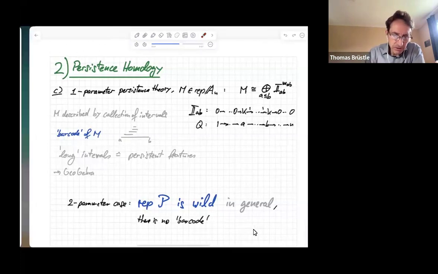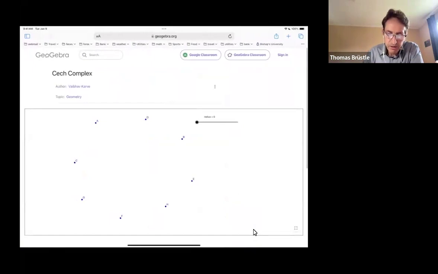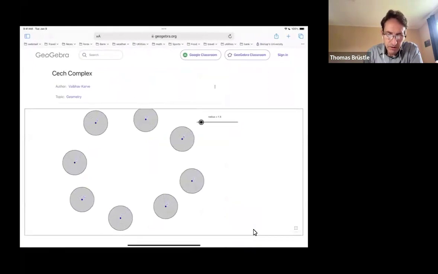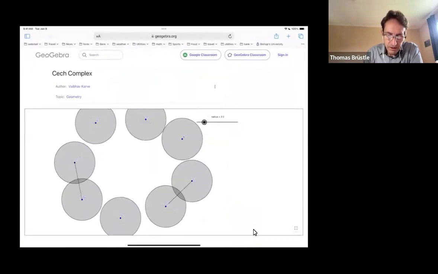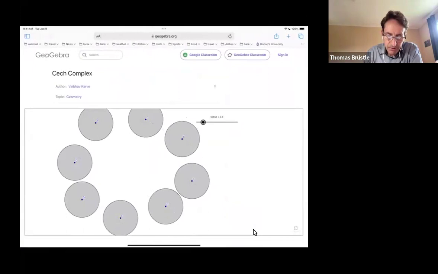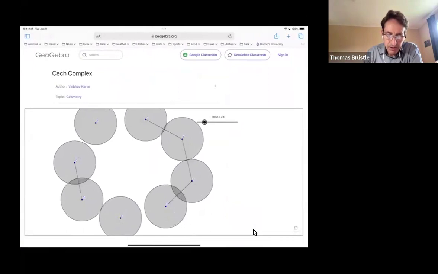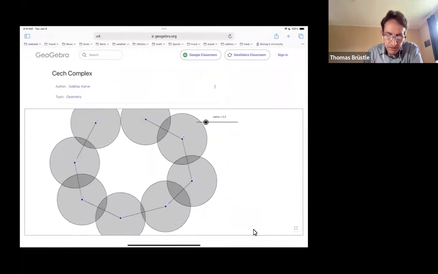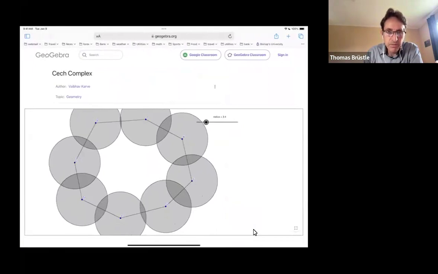So if we go back to this GeoGebra example, let's do this again. So we start with a discrete data set and we increase the radius until they start to connect. So topology changes here. So this was our first epsilon, something changes. And then starting from here, we see the circle.